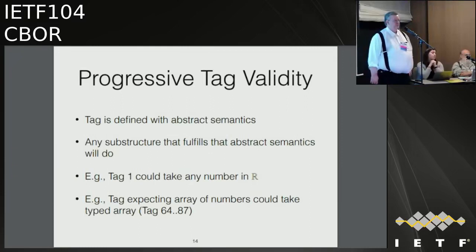Jeffrey Yaskin. I really like progressive tag validity. I think to decide whether it works, we have to think about why we use tags. In any particular protocol, you could just define the structure of the data and say, we interpret this byte string as a typed array, and not tag it, and the protocol parser will understand that fine.